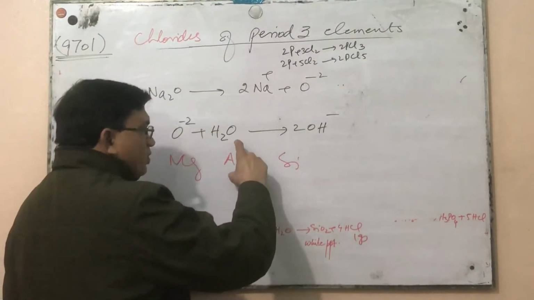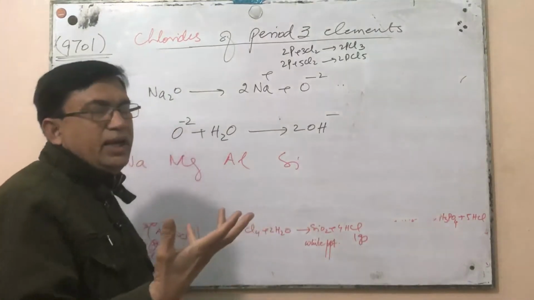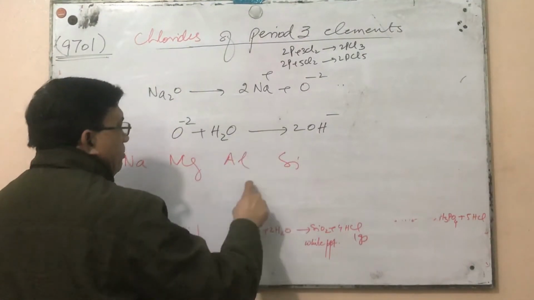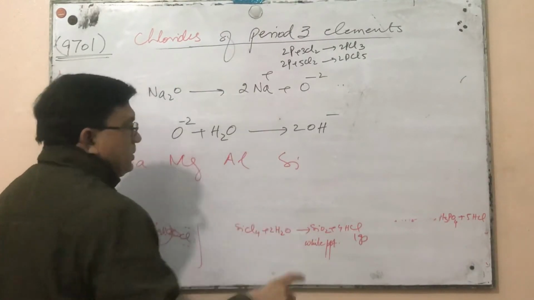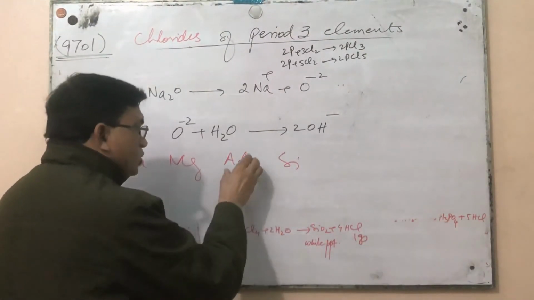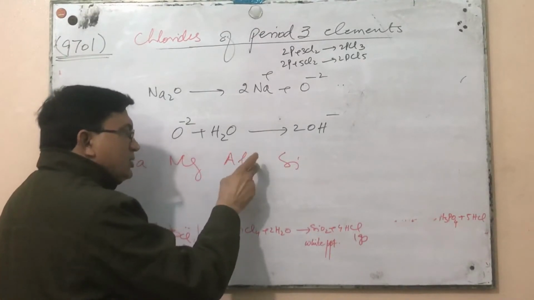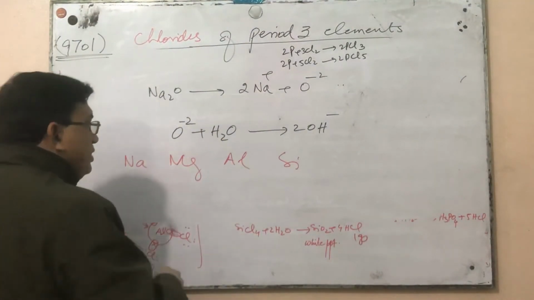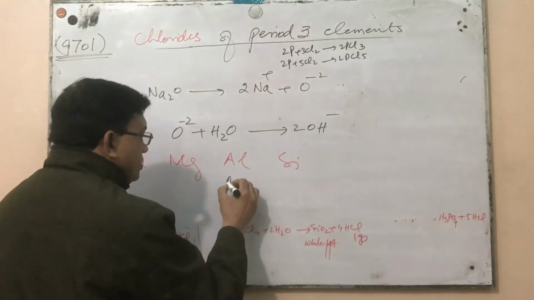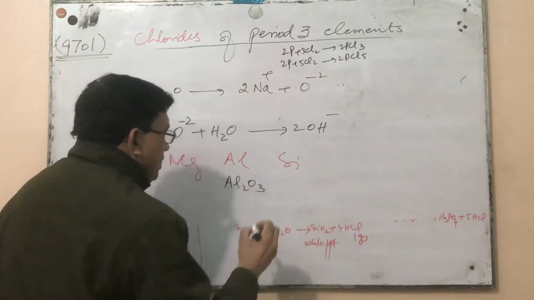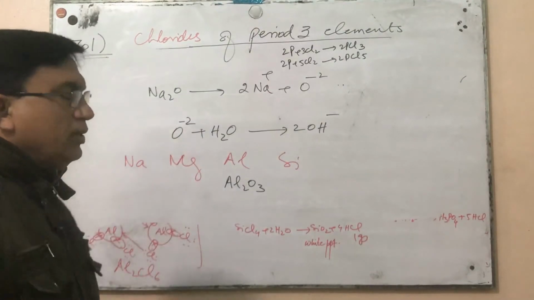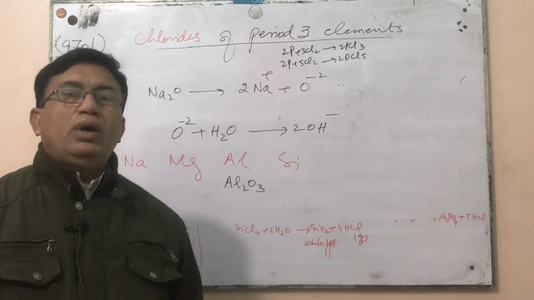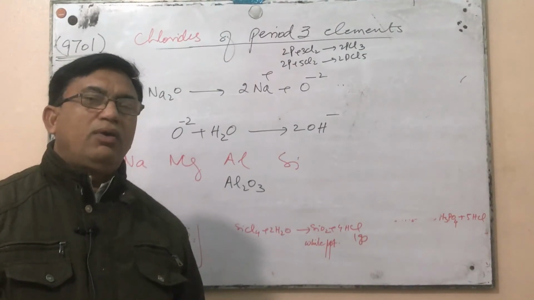But in the case of aluminium oxide, no oxide ion can be produced. That's why the nature of aluminium oxide cannot be alkaline; aluminium oxide reacts with both acid and base. That's why it is termed amphoteric in nature, because of the reaction with both acids and bases. I hope you have understood all the concepts which I have explained.